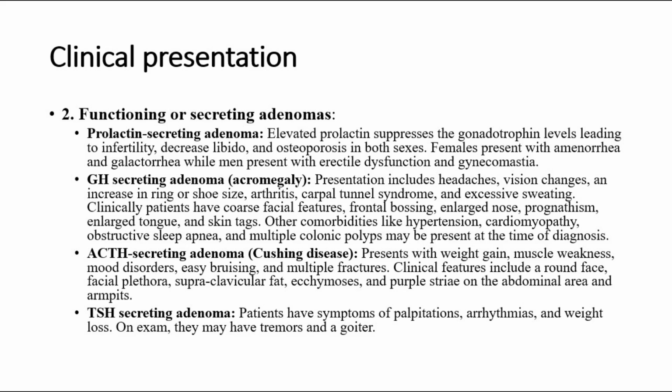ACTH-secreting adenoma, also called Cushing disease, presents with weight gain, muscle weakness, mood disorders, easy bruising, and multiple fractures. Clinical features include a round face, facial plethora, supraclavicular fat, ecchymosis, and purple striae on the abdominal area and armpits. TSH-secreting adenoma: patients have symptoms of palpitations, arrhythmias, and weight loss. On exam, they may have tremors and a goiter.